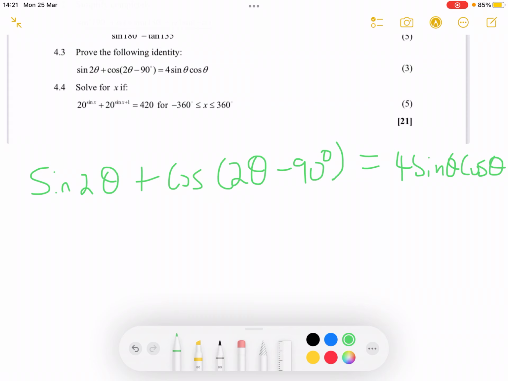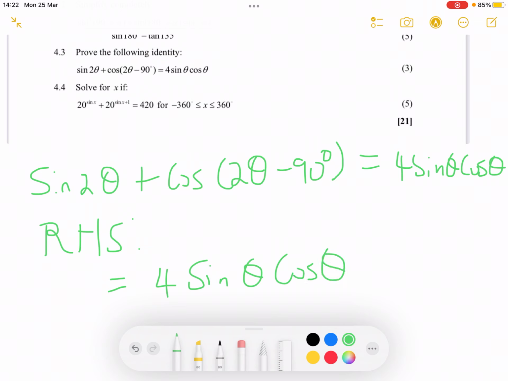Now you want to prove that the simplified format of the left hand side is equal to the simplified format of the right hand side. The one that looks less complex is the one on the right hand side, so I'm going to start with the right hand side. On the right hand side we're given 4 sine theta cos theta.